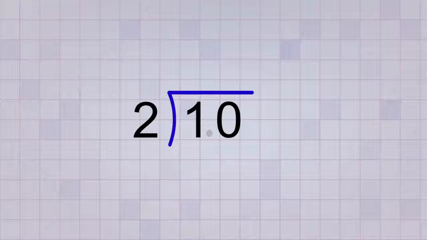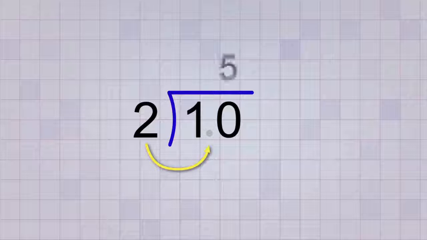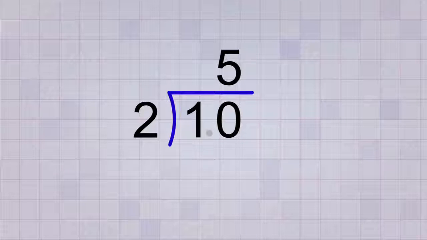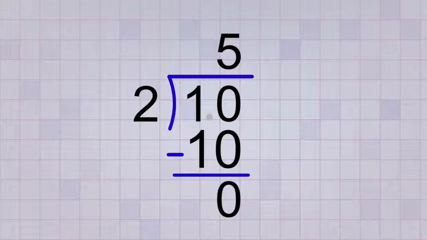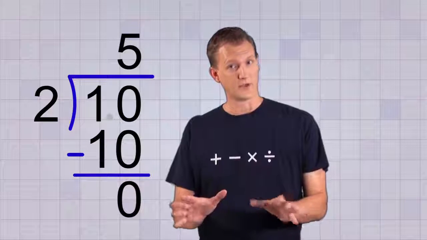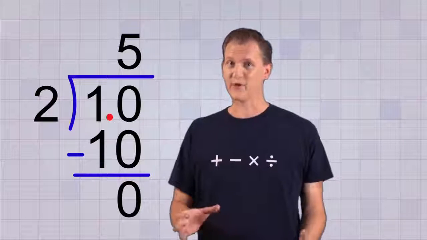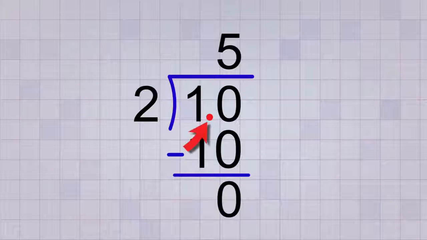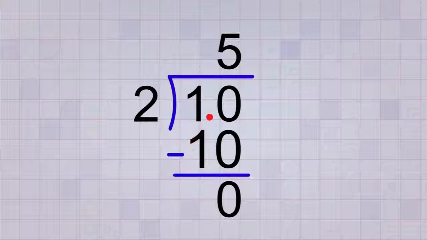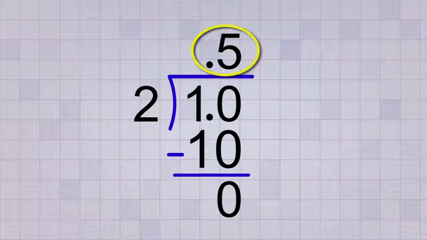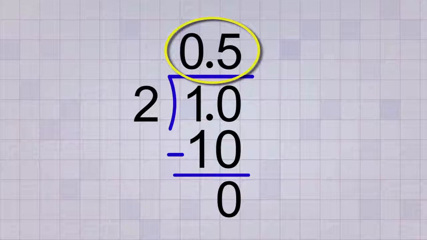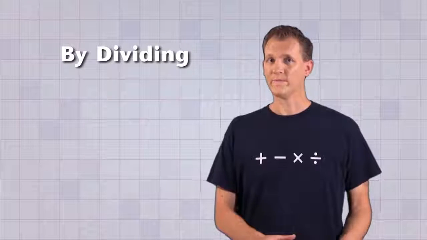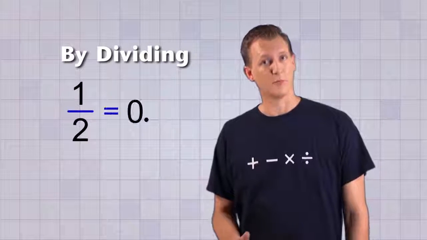Let's ignore the decimal point for a minute and pretend that our problem really is 10 divided by 2. So 2 will go into 10 5 times, because 5 times 2 equals 10. And that leaves no remainder. So we're done, right? Not so fast. We've got that decimal point to deal with. And we know that 5 can't be the answer because 5 is bigger than 1/2. We just need to include the decimal point in our answer for it to be correct. We put it directly above the decimal point in our problem. There. Now our answer is 0.5, or .5, which is the more proper way to write it. So by dividing, we figured out that the decimal value of 1/2 is 0.5.